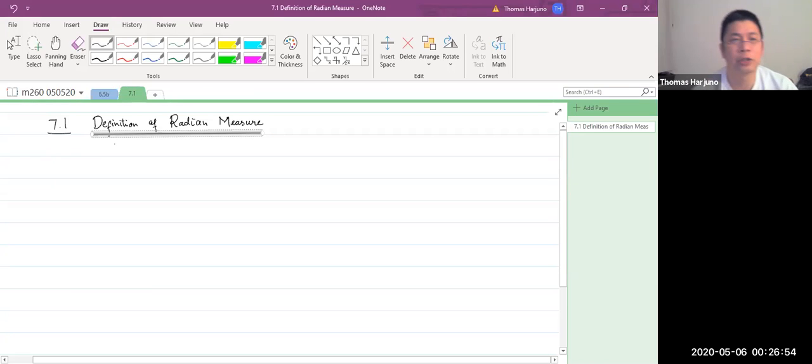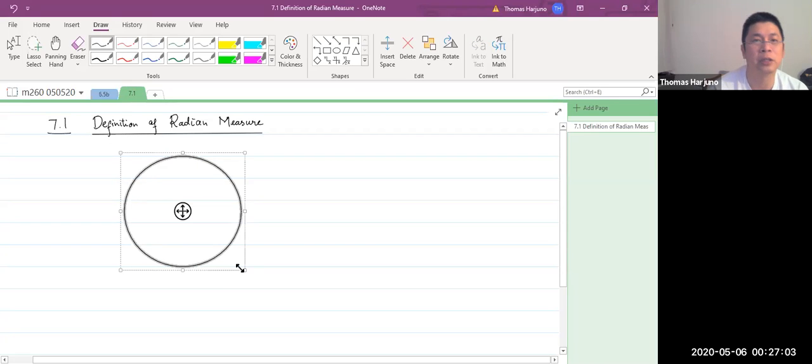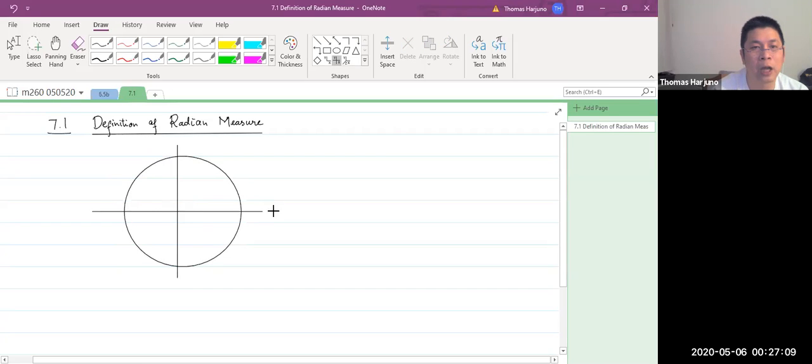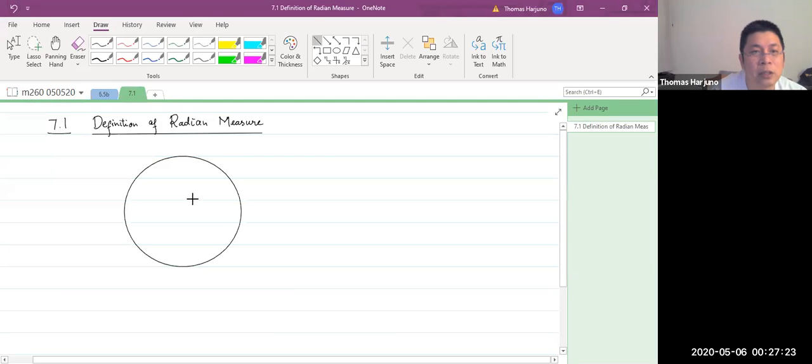Definition of radian measure. Now we will have a newer definition of angle, and unfortunately, this is the way it will be done in calculus. Let's say this is the radius, and there's another radius.